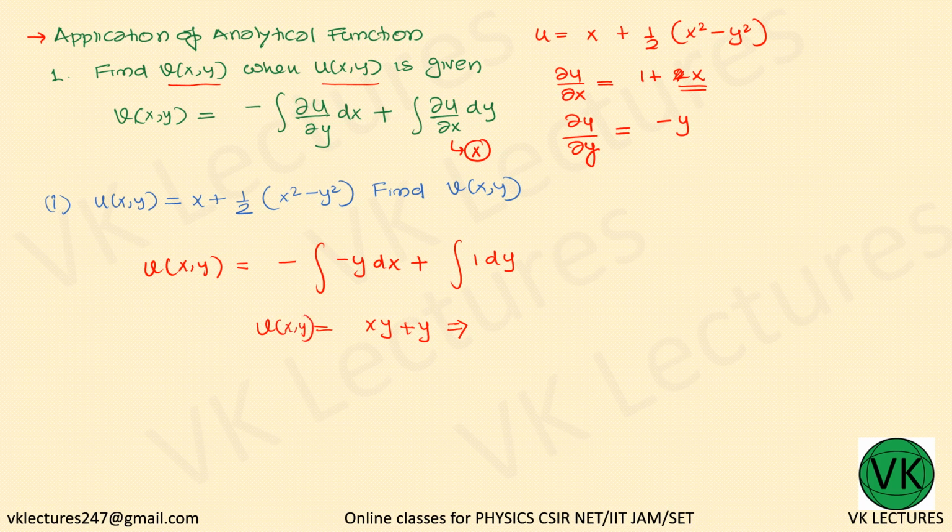Now here, I have given v of x comma y is equal to y plus xy. That is, the question is v is equal to y plus xy. Find u of x comma y.